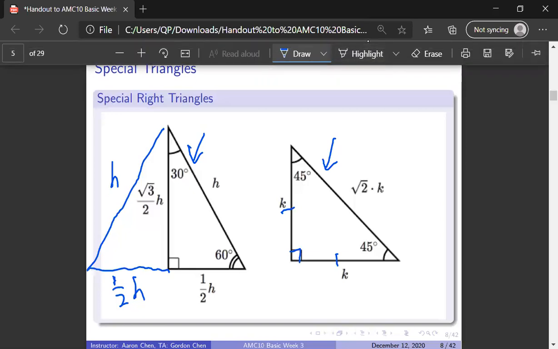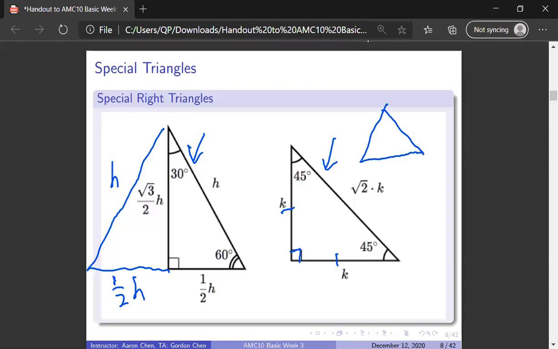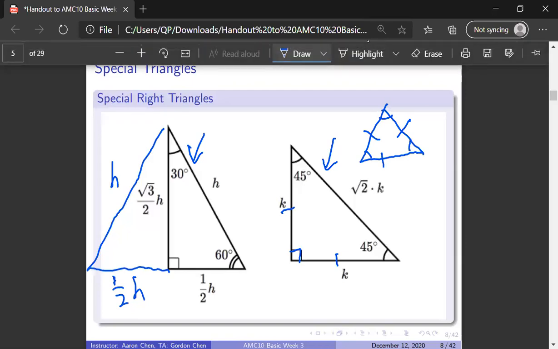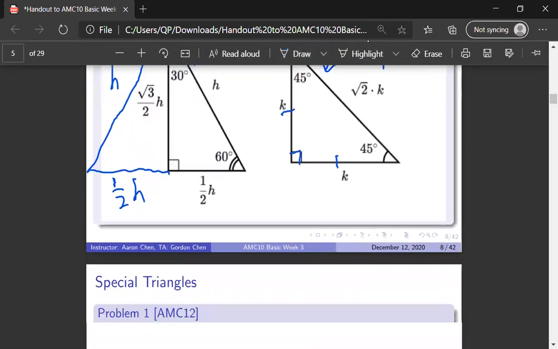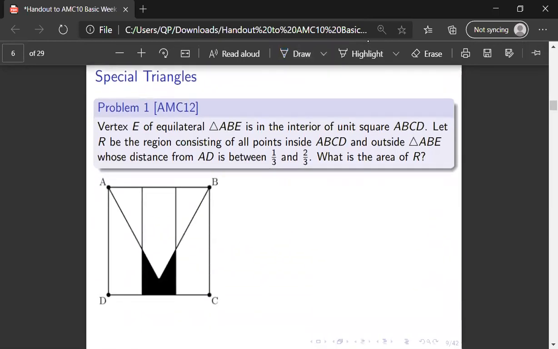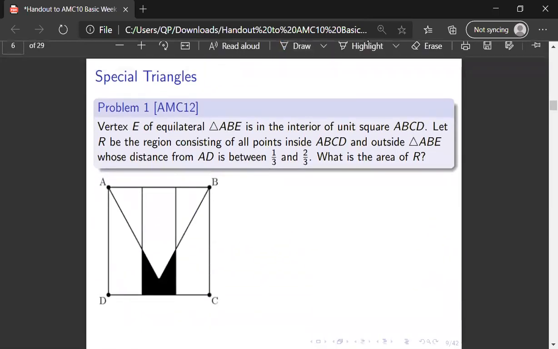Another triangle you could consider special is the equilateral triangle, where all the sides are equal. And in the case of triangles, all three angles are also equal. Okay, so here's the example for special triangles.